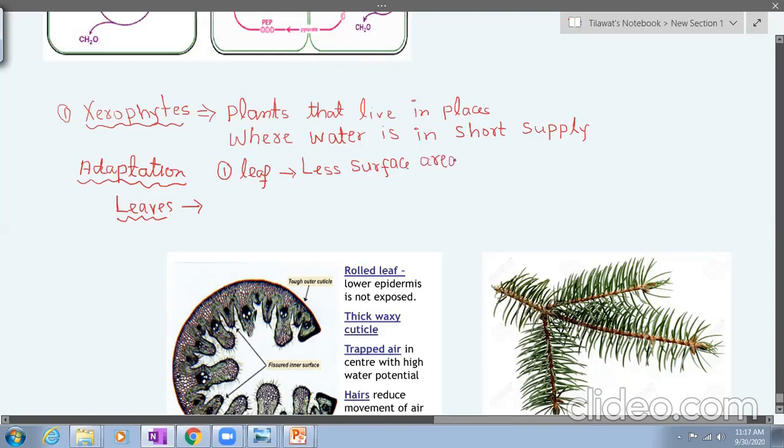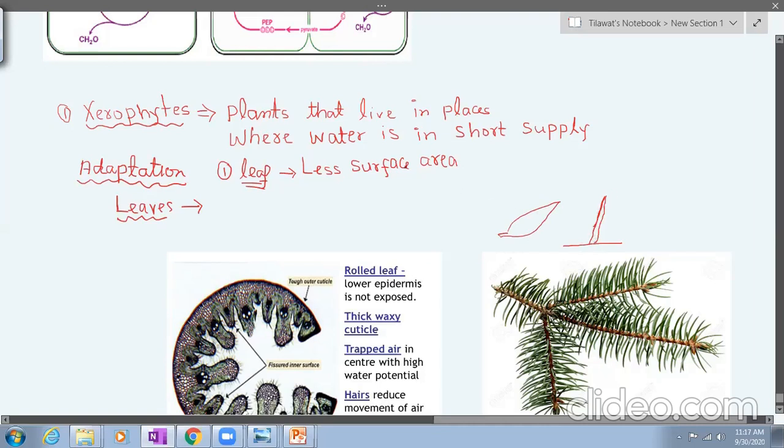Area, right? Even in some plants, leaves convert into spikes. Okay, so less surface area. If I give you the example of this pine tree, the leaves are in the form of spikes like this. So this is less surface area, or if some plant has less surface area, it means a narrow leaf, or the leaf is in the form of spikes. So these spikes have less surface area.